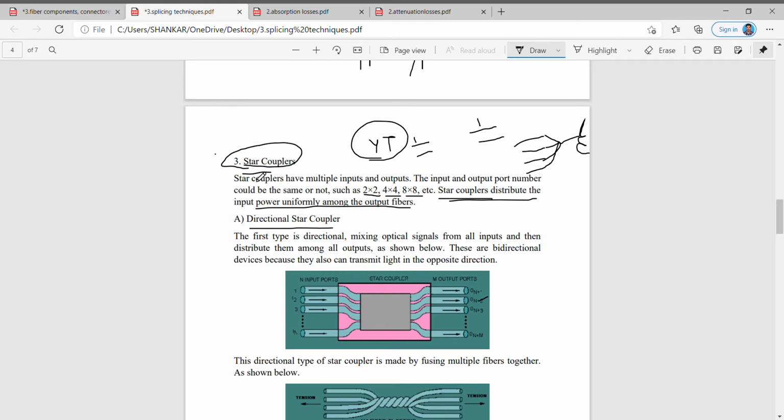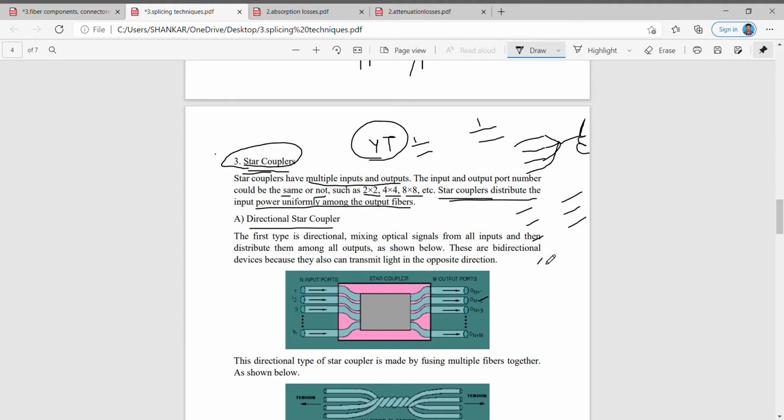Okay, so there is another method, which is the star coupler. Star coupler means it has multiple inputs and multiple outputs. Here the inputs and outputs could be the same or not. Suppose with one input there is one output. If it is two inputs, there may be two outputs, and three inputs and three outputs. It could be the same or it could be different.